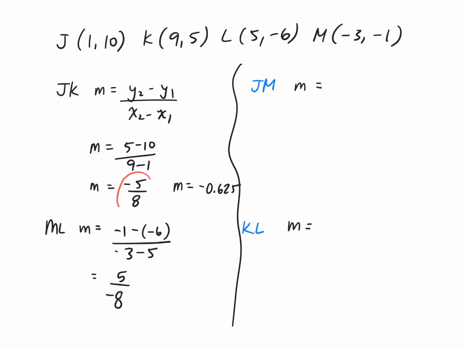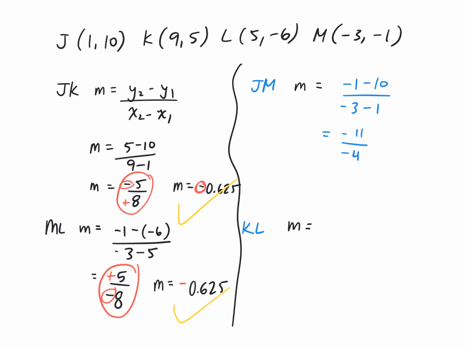Is -5/8 the same as 5 over -8? Yes, because when you reduce it, or when you turn it into a decimal, a negative and a positive makes a negative, and then a positive and a negative also makes a negative. So we know that, yes, these two sides are parallel. We have to prove if the other two sides are parallel.